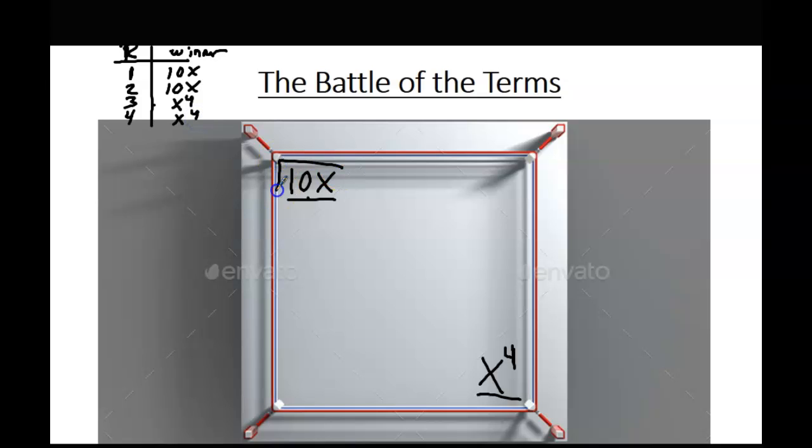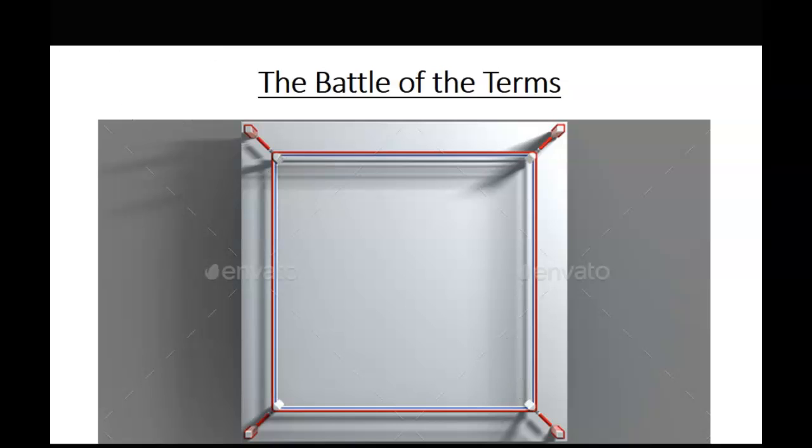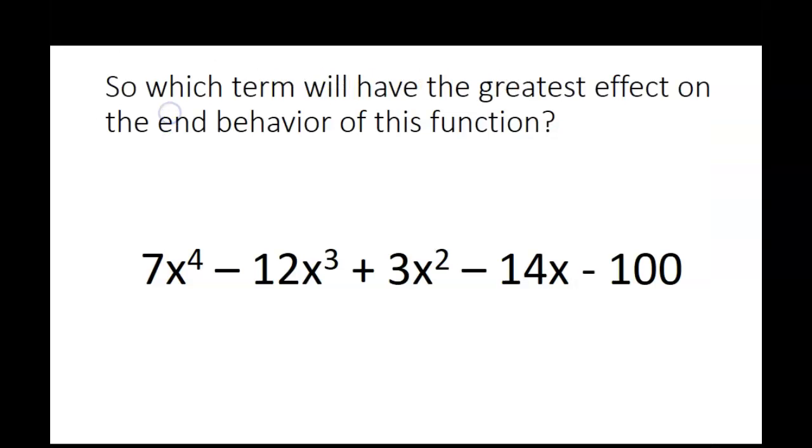Even though this guy started strong, it's because he had a big coefficient. But even though this guy had a small coefficient, that power is much more powerful. So the bigger the exponent is, really the more powerful that particular term is. Okay? So why do I share that fact with you?